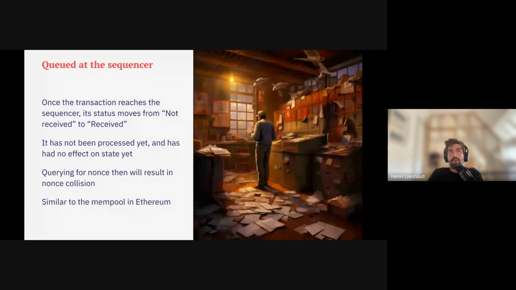So right now, there are plans to solve nonce abstraction on the network, but it's not super high on the priorities list. I hope this answers the question.